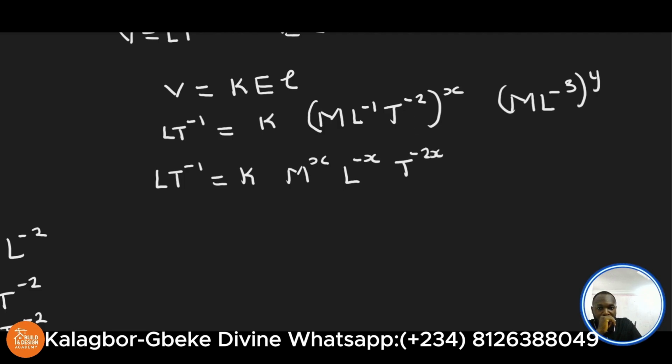minus 2X. Then this one is a times here, right? So it's now M times Y. M is raised to the power 1 here, right? So 1 times Y will give us Y. And L minus 3 times Y will give us minus 3Y. So we are expanding the bracket. So after expanding the bracket, we'll now have this.